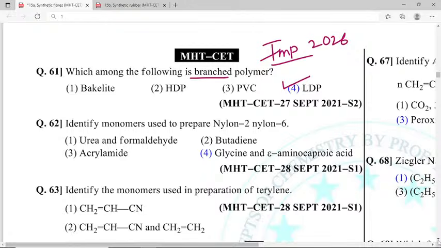Bakelite is cross-linked. High density polythene is linear. PVC is also linear. So please note here: bakelite is cross-linked, HDPE high density polythene is linear, PVC polyvinyl chloride is linear. Low density polythene is a branch polymer.